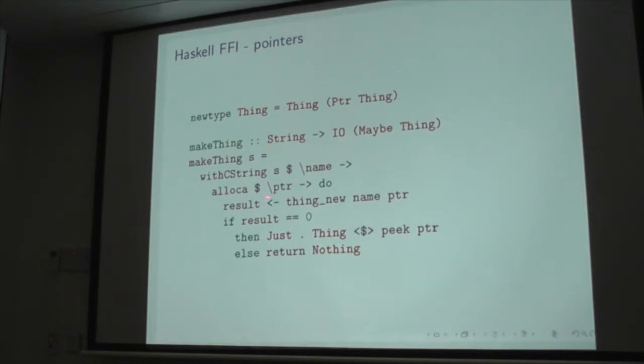So we call alloca with this computation here, so these last 4 lines. What occurs in this computation, we call thing new with the name and the pointer, the double pointer. We get the result, which is an integer, or CInt. If the result is 0, that indicates success. So we can peek the pointer, so we look in that memory location. And then we apply Thing to that, and just to that, so this is just the Thing that you need. And then that's the result of this computation. However, if the result is non-zero, for example, you were out of memory and the allocation failed, then we can return Nothing.